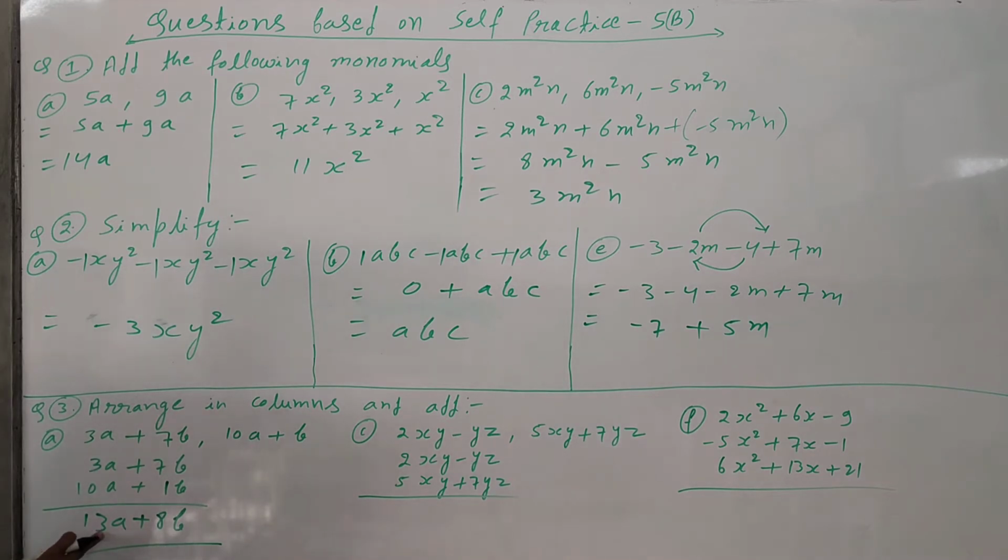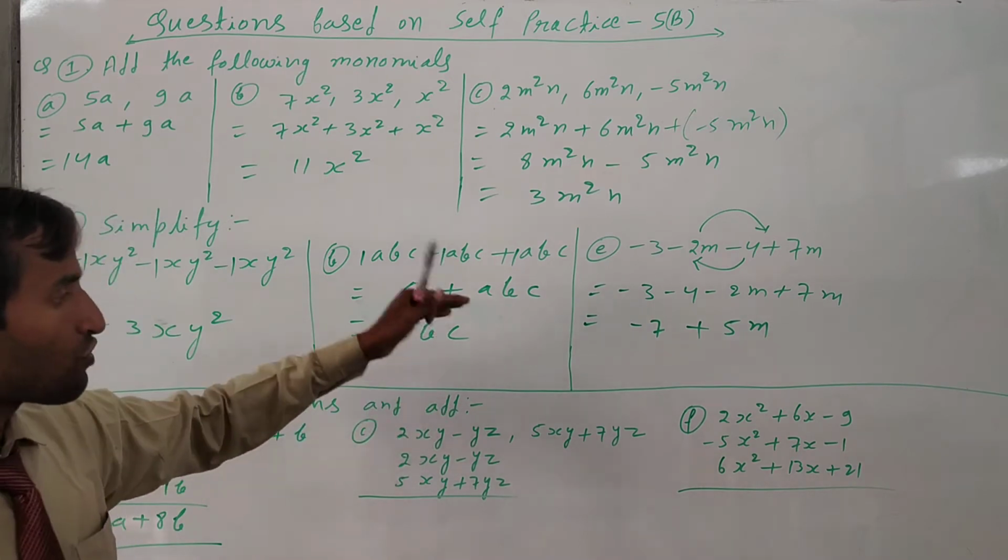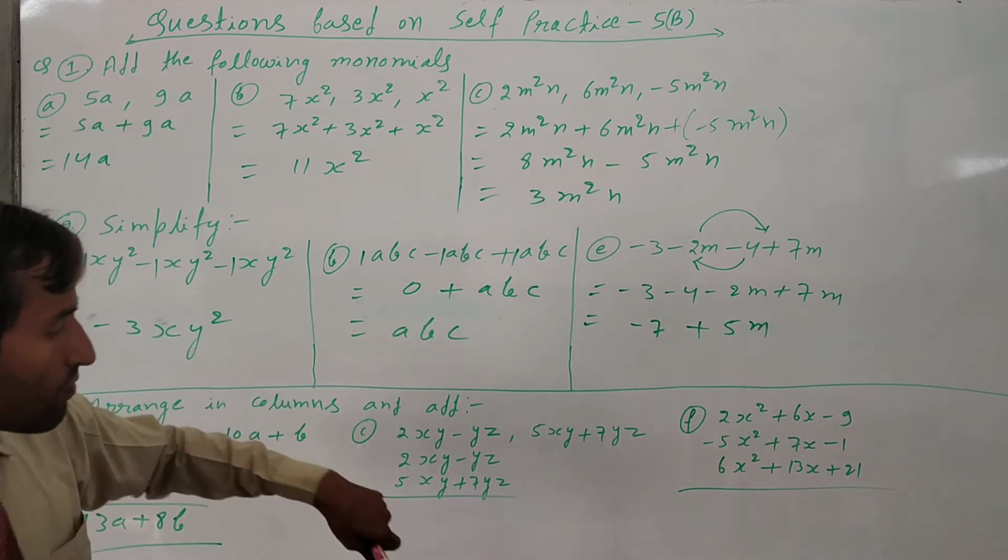So the final answer is 13a plus 8b. Next one, here also this type of question is given. First of all we will arrange and then we will solve.